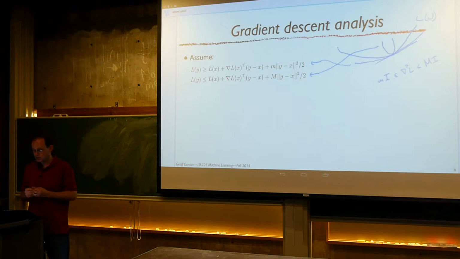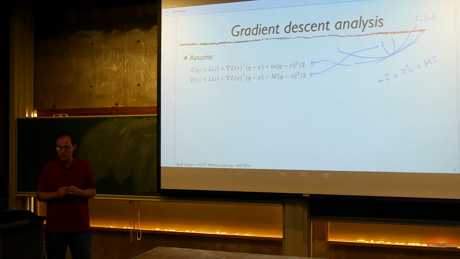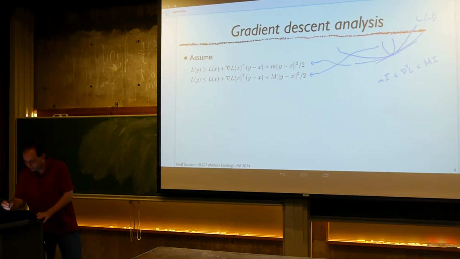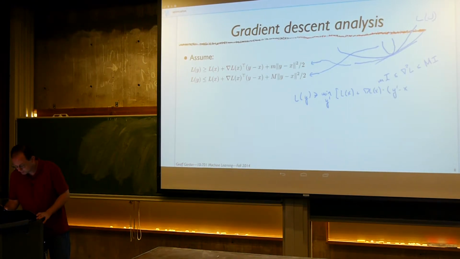So let's see what these assumptions mean. Let's take the first assumption, and the right-hand side has y in it. It's true if you keep the y on the right-hand side equal to the y on the left-hand side. But if you minimize over y on the right-hand side while leaving the one on the left-hand side fixed, you're only making the right-hand side smaller. And so it's still a valid inequality. So we have from the first inequality that L of y is greater than or equal to the minimum over y prime of the right-hand side, which is L of x plus grad L at x dotted with y prime minus x plus little m times the norm of y prime minus x quantity squared over 2.